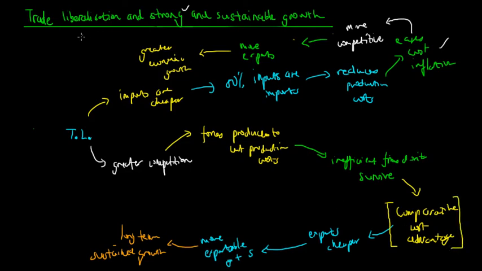So that's how trade liberalisation can help achieve the goal of strong and sustainable economic growth through two channels. Firstly, imports are cheaper, and secondly, greater competition forces producers to cut costs and therefore move or allocate resources to areas in which we are more comparatively advantaged and therefore more profitable.